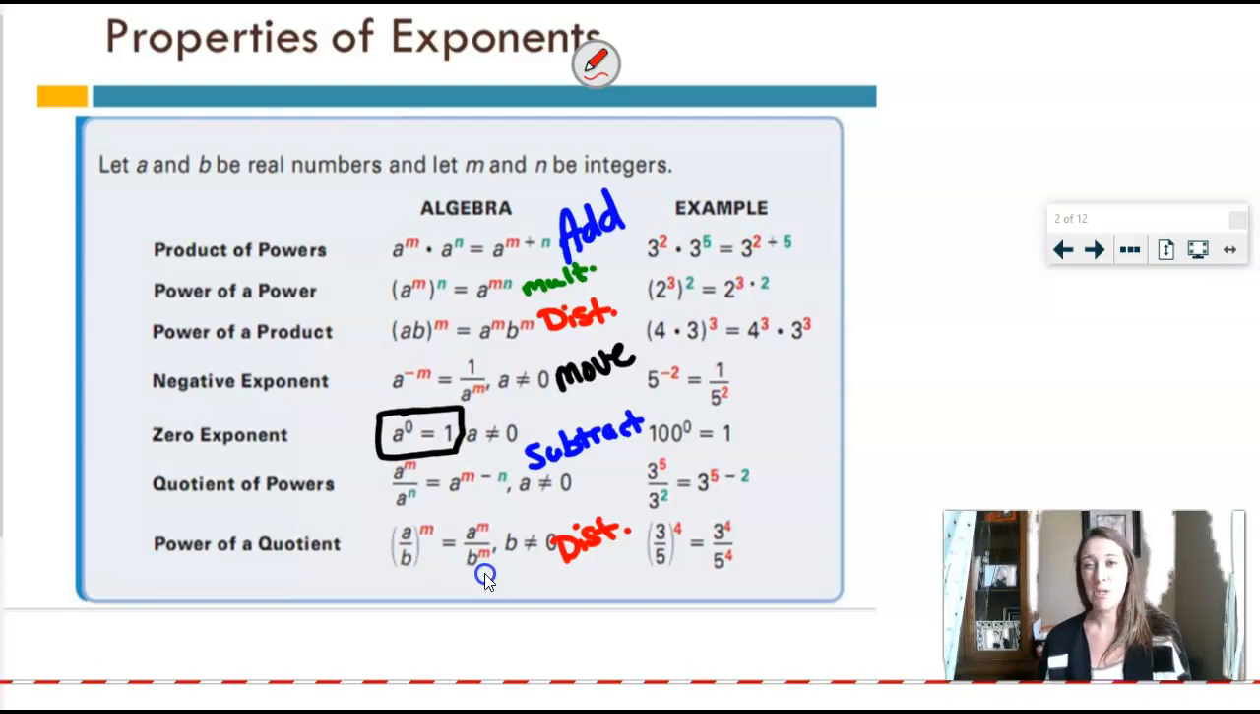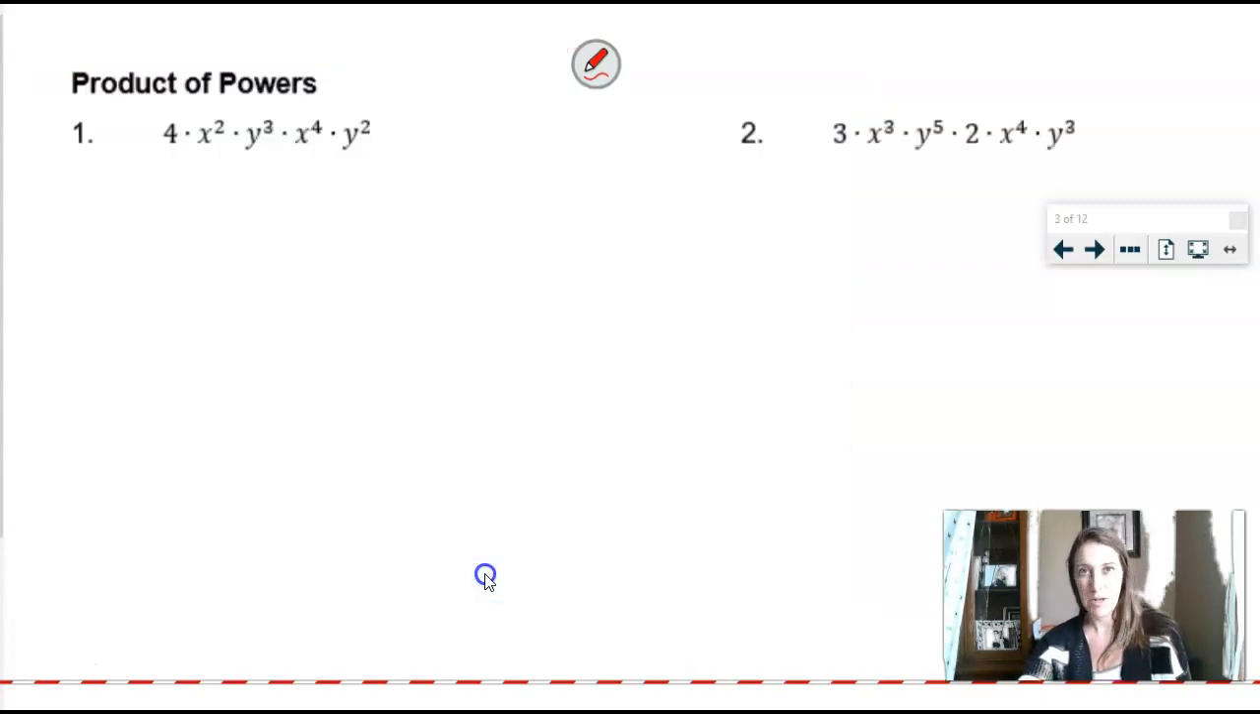So there's some numerical examples off to the side there on this box, and we're going to be seeing a mixture of numerical and also variable expressions that are involving exponents. So it's not as simple as, oh, I'm just going to type it in my calculator, because you can't do that with variables.